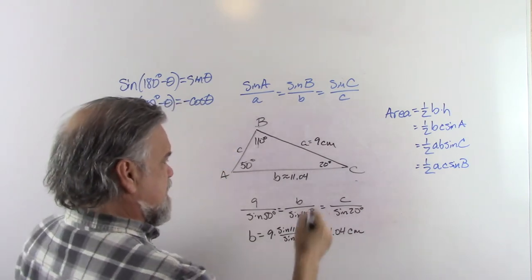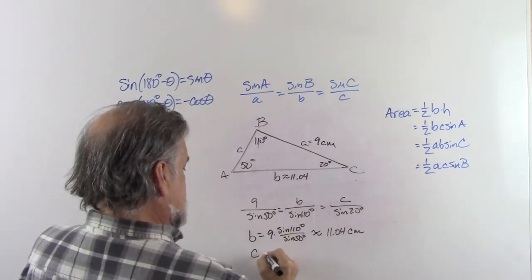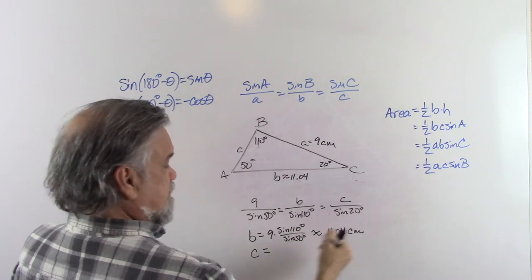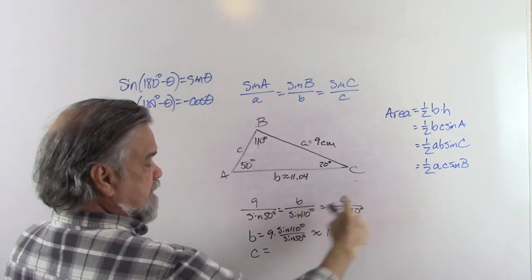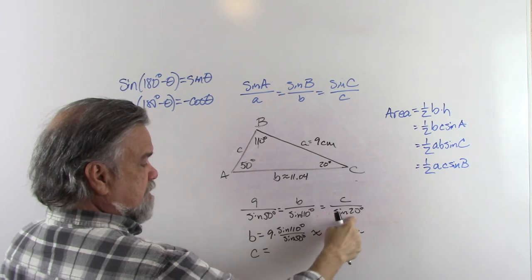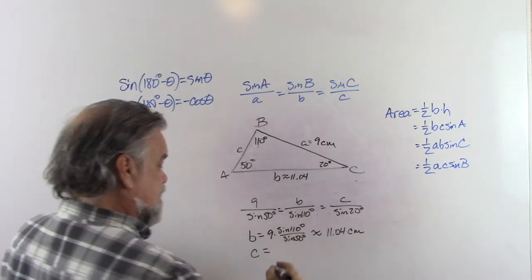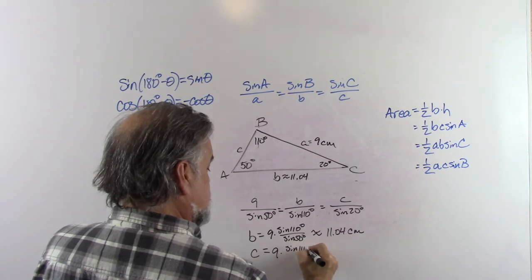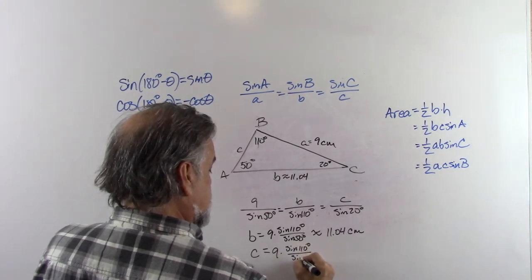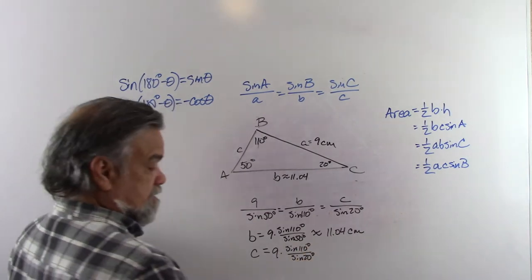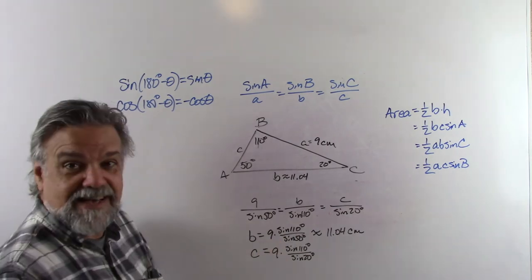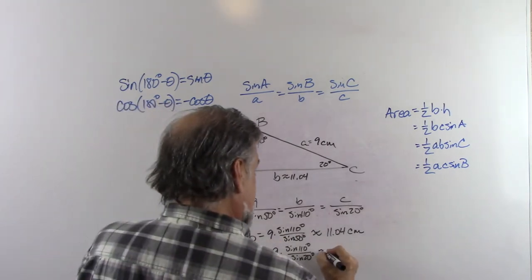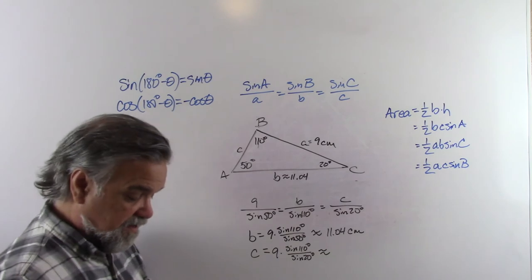Okay, and now let's look at c. So now we're looking at this fraction and this fraction. If I multiply both sides by the sine of 20, I get that c is 9 times the sine of 110 over the sine of 20 degrees. You can see how this is almost the exact same arithmetic that I'm doing here.